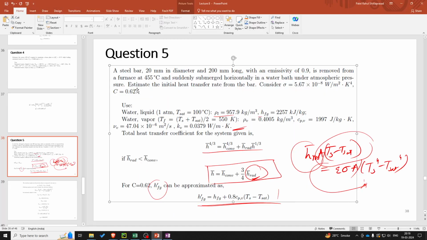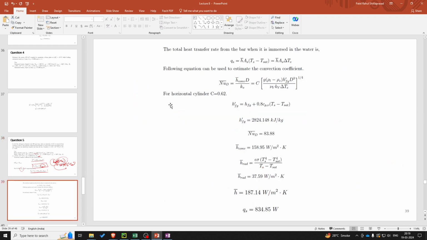So for the given system whereby a steel bar was immersed in a fluid, that is water, we had to find the heat transfer rate from the bar. So that we calculated by using this methodology. So you can take a quick look at that and then we can move to the next question.